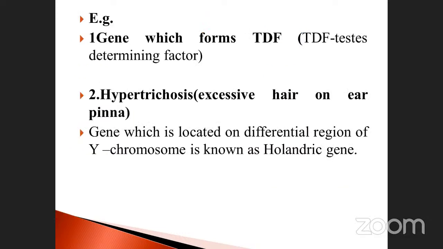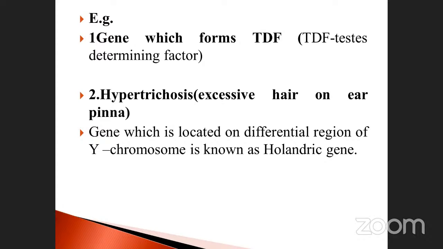Go to the next one. Example. So many examples have been given. One is the gene which forms TDF. What is meant by TDF? You note it down. This is very, very important. Sometimes they may ask questions on mnemonics or explanation aspects. TDF: testis determining factor is called TDF.